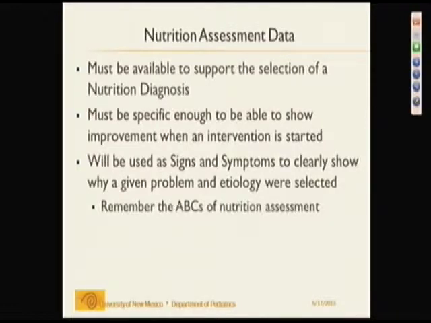We have to have nutrition assessment data that supports our diagnosis. In other words, if you can't tie something very specific that you've noted in your assessment to your nutrition diagnosis, you're probably looking at a diagnosis that's not as clear as you want it to be. It must be specific enough to be able to show improvement when an intervention is started. So in other words, it's going to direct your intervention because it's tied to your assessment. And that nutrition assessment data is going to be used as a sign and symptom to clearly show why a given problem and etiology were selected, but also to monitor outcomes when you're following up after your intervention.